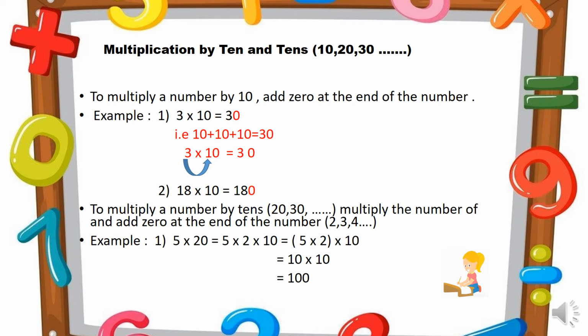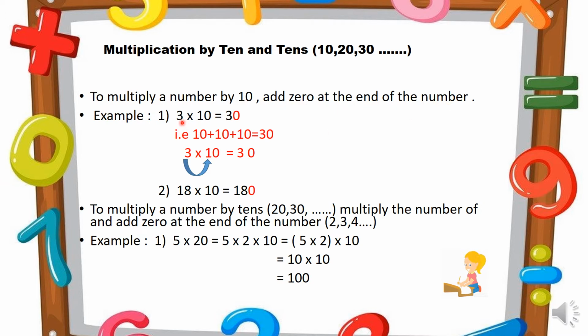Children, we have already known the definition of multiplication, is it not? Yes, it is simply a rapid way of adding the same number, that is, repeated addition. What do you mean by multiplication? Multiplication is repeated addition. Let us have multiplication by 10 and tens. What does it mean? To multiply a number by 10, add 0 at the end of the number.